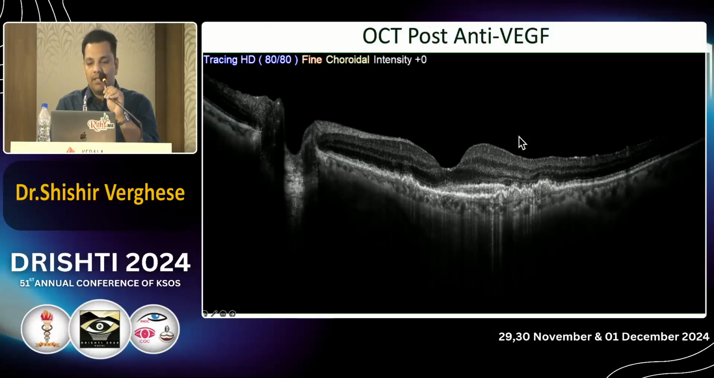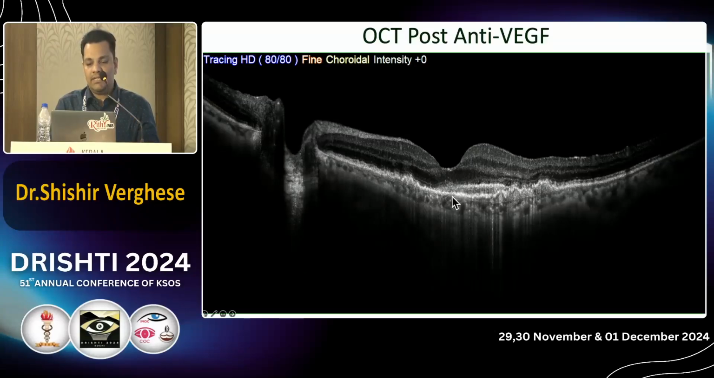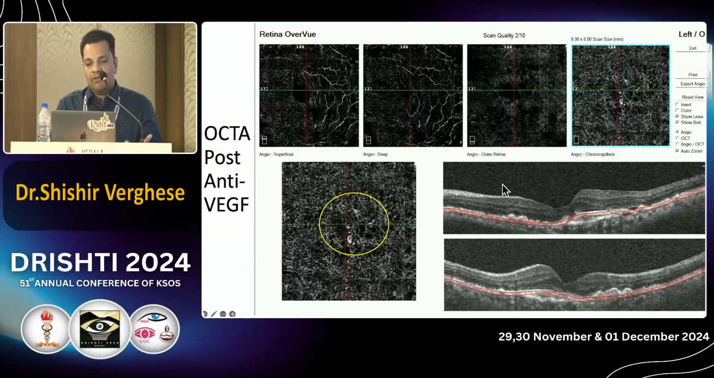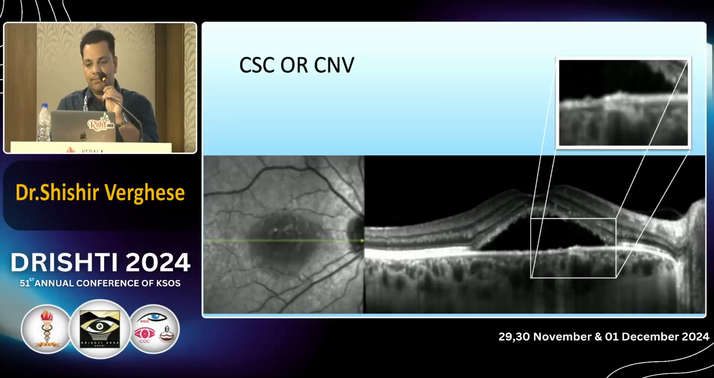And this is post-treatment. Earlier the fluid was there, and after one injection of Eylea, you can see that the fluid has resolved. However, that small membrane is still there. And when you do the OCTA post-treatment, you can see that the network has regressed, and the distance between the vessels has also increased, so the fractal dimension has increased. So this is a type 2 CNV or an MNV, and OCTA is a good non-invasive tool for monitoring disease progression or treatment response in CNVs.